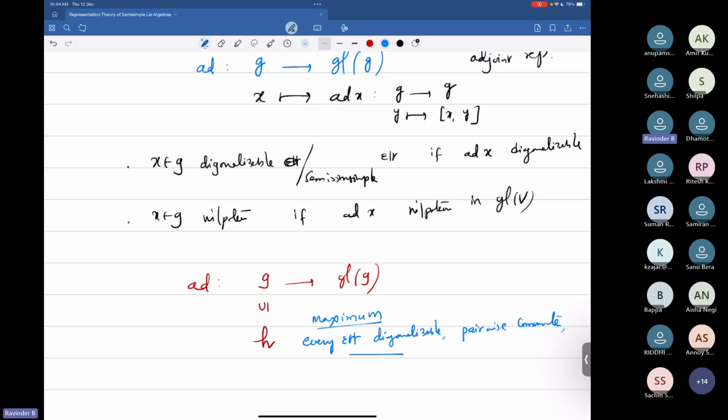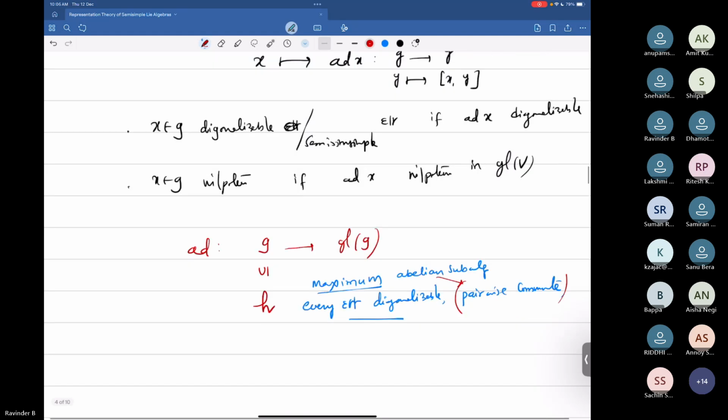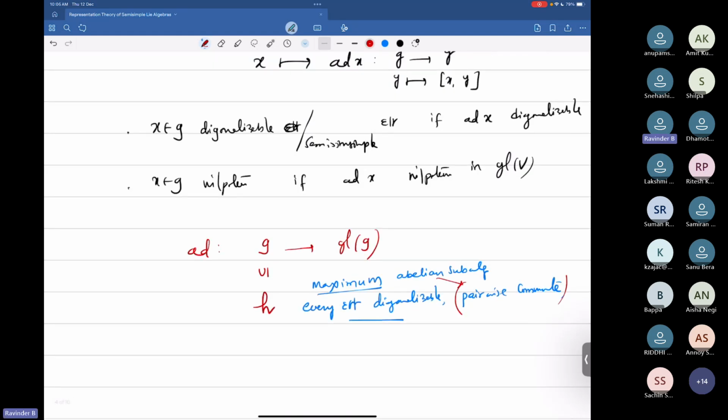So maximum subalgebra, maximum abelian subalgebra. So that abelian is taking care of this pairwise commuting, so that I can keep in bracket because there's abelian. And then the more important thing is every element should be semi-simple or diagonalizable. Right? So in SL3C, if you collect all diagonal matrices, they have this property, and that is the maximum with respect to this property. Okay, it's an abelian subalgebra such that every element is diagonalizable.